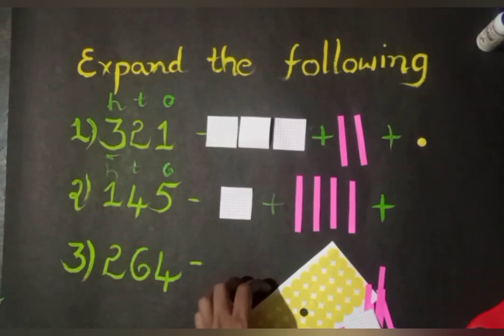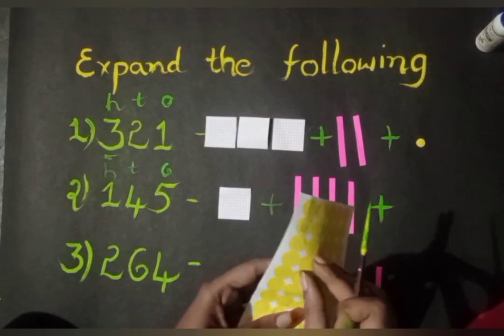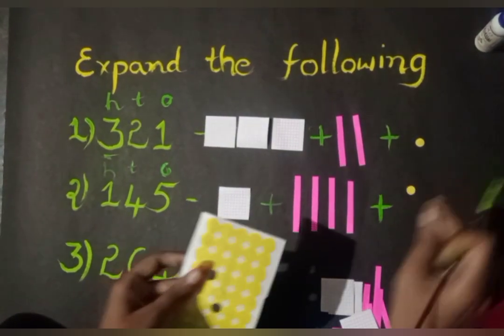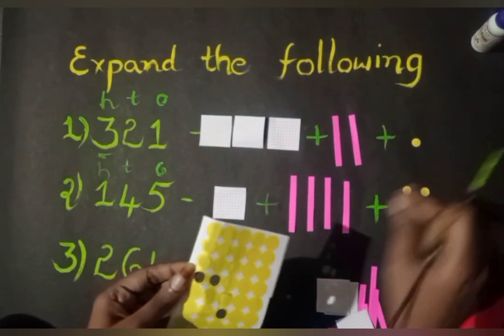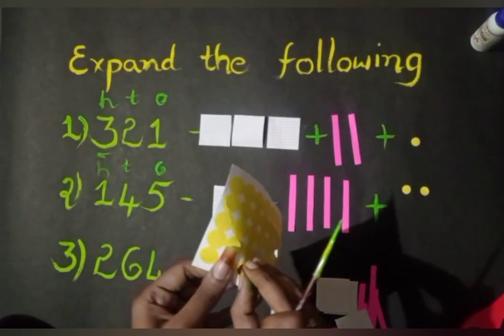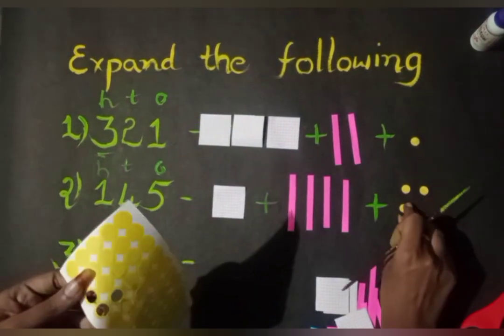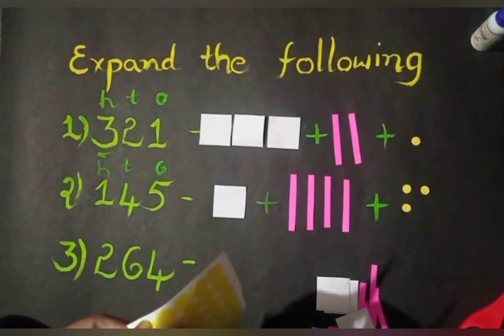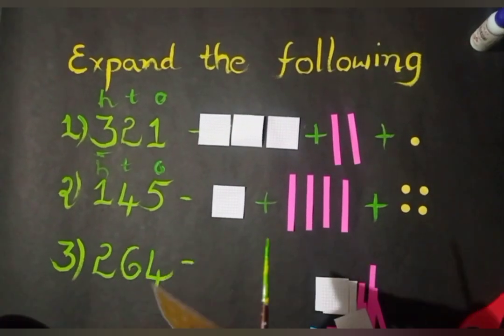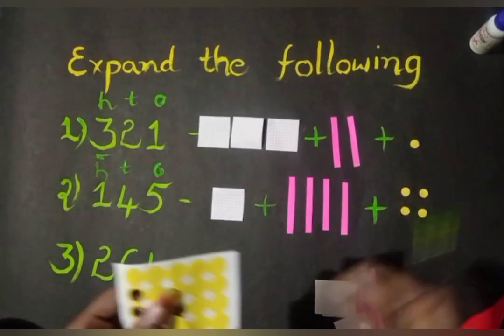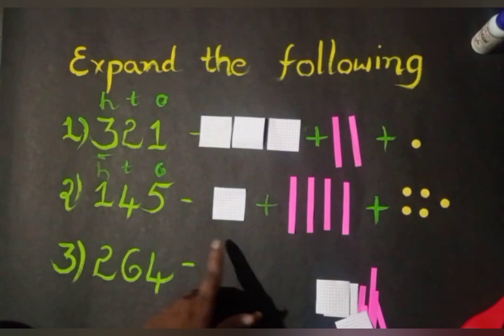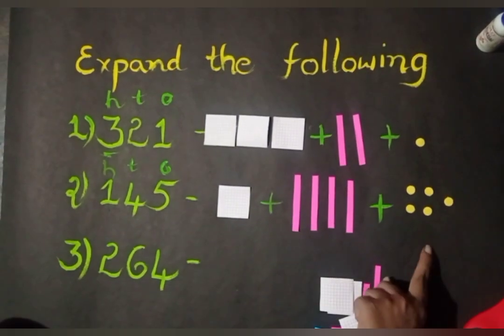Then 5 ones. 5 ones means 5. What do I have to take? 5 circles I have to take. 1. So I have this. You can even use round stickers. If you ask your mother, they'll help you. So 4, and then one more to become 5. See here, I represent the number 145.